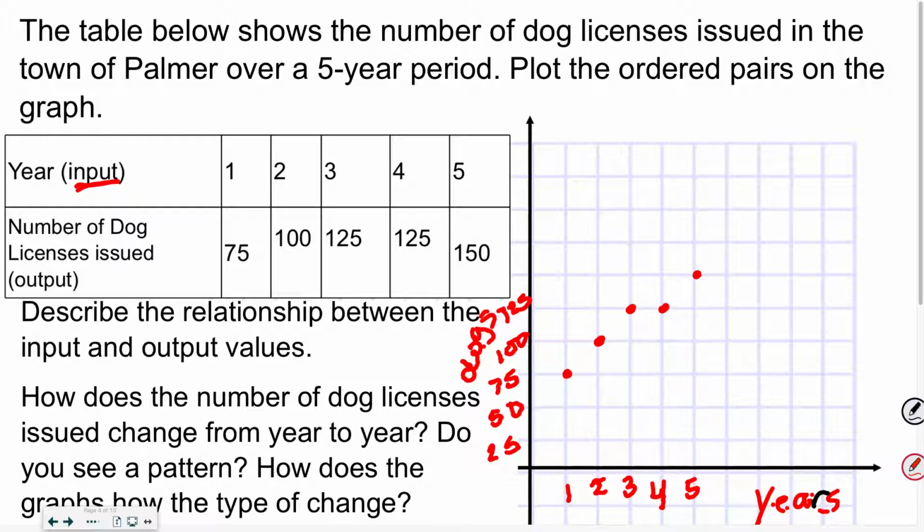Is that linear? No. How do you know that's not linear? By looking at it. It's not a straight line, right? It is like for a portion, but then it's not. And how do we know if we're looking at the table that it's not linear? So 3 and 4 had the same output. Yeah, it's not linear because we're not growing at the same rate.